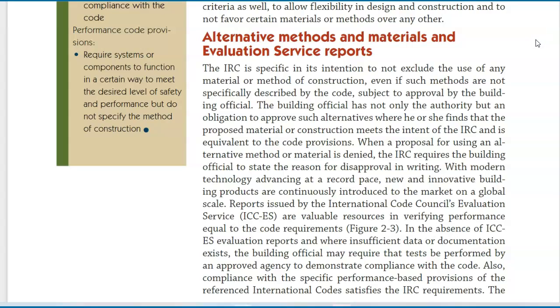Alternative methods and materials and evaluation service reports. The IRC is specific in its intention to not exclude the use of any material or method of construction, even if such methods are not specifically described by the code, subject to approval by the building official. The building official has not only the authority but an obligation to approve such alternatives where he or she finds that the proposed material or construction meets the intent of the IRC and is equivalent to the code provisions. When a proposal for using an alternative method or material is denied, the IRC requires the building official to state the reason for disapproval in writing.